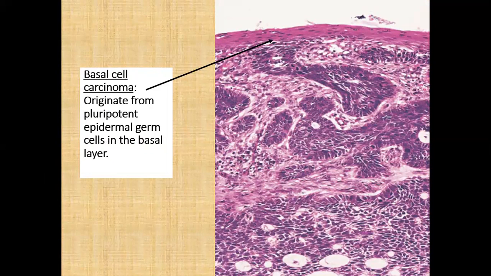Basal cell carcinoma originates from the pluripotent epidermal germ cells in the basal layer. These basal cells originate from the basal layer, and this origin from the basal layer is one of the typical features in the diagnosis of basal cell carcinoma, because somewhere in the skin biopsy, this origin can be demonstrated.